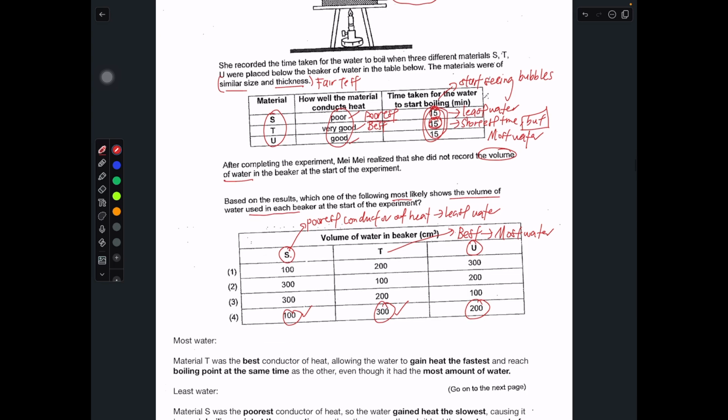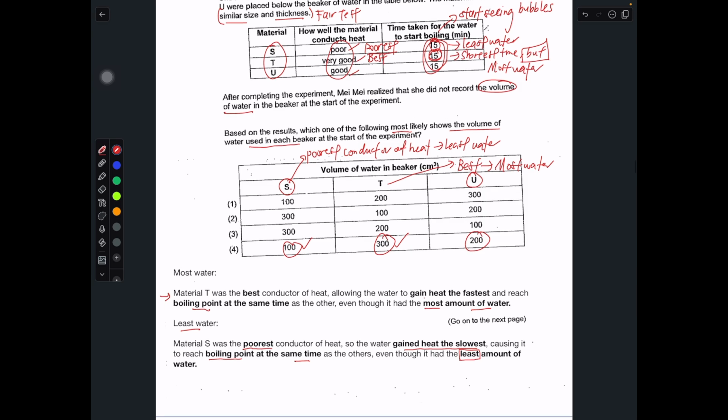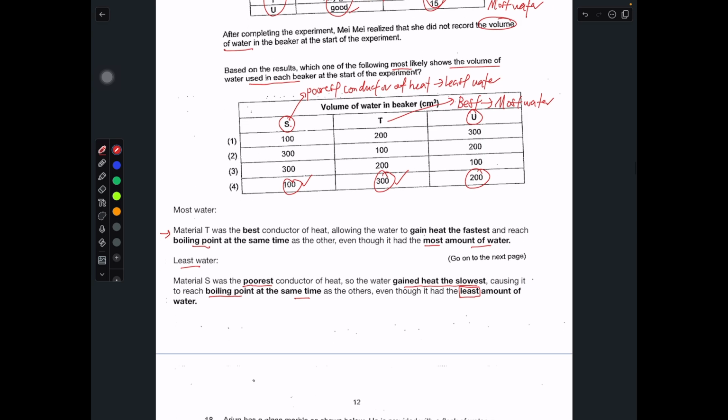Okay, if you want to look at the explanation, this is how it can be crafted if you are being asked to explain. Material T was the best, so it allowed the water to gain heat the fastest and reach the boiling point, which is the stage where you start to see the bubbles, at the same time as the others, even though it has the most amount of water. For the least water, material S was the poorest, so the water gained heat the slowest, causing it to reach the boiling point at the same time as the others, even though it has the least amount of water. So this is how the explanation can be crafted if you are being asked in an open-ended setting.